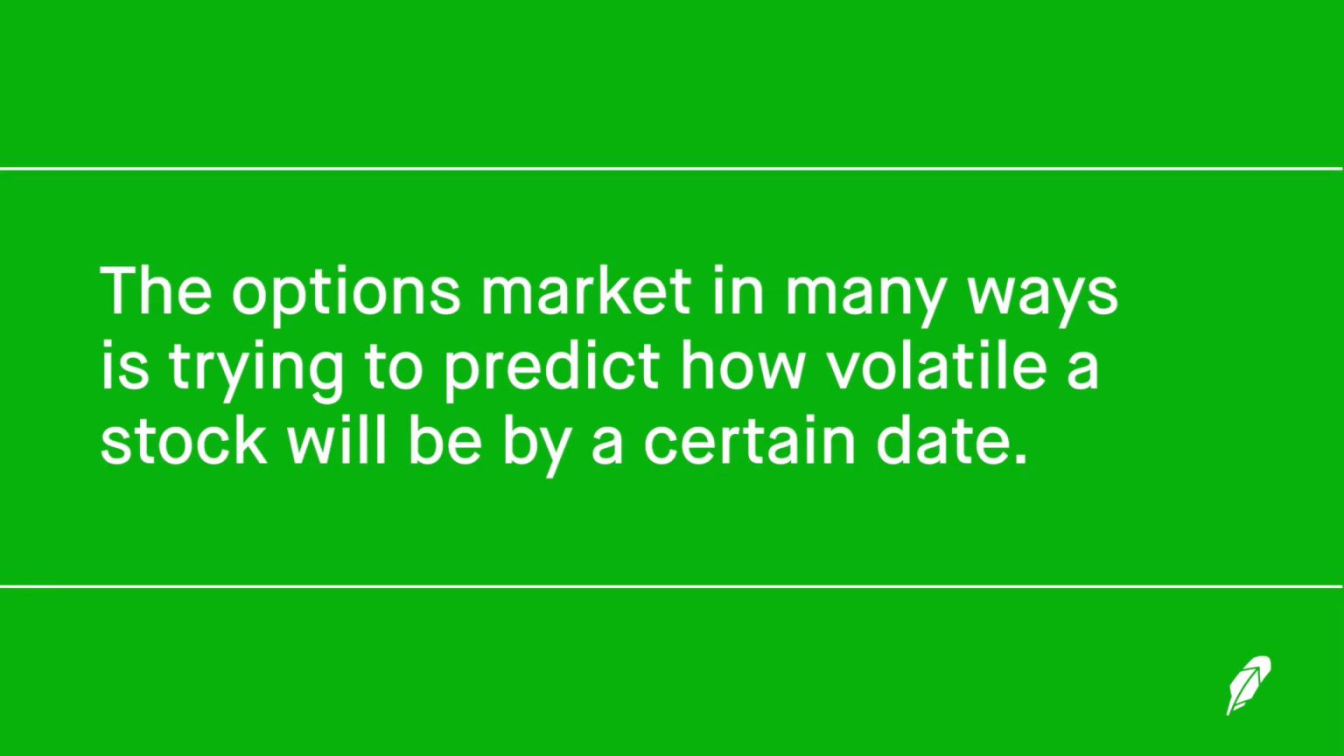What does this have to do with options? Well, a lot actually. So much of an options price is based on what a stock might do in the future. The options market in many ways is trying to predict how volatile a stock will be by a certain date. We measure this prediction with a number called implied volatility. We use the word implied because we're implying the potential future movement of the stock based on the options price. Let's get to Obi to explain this a little bit more.